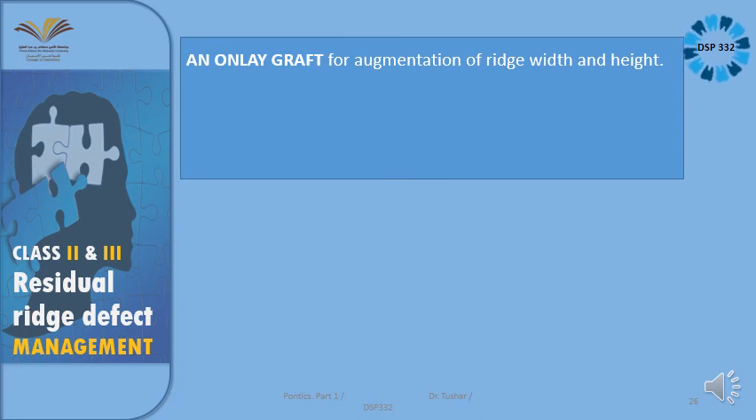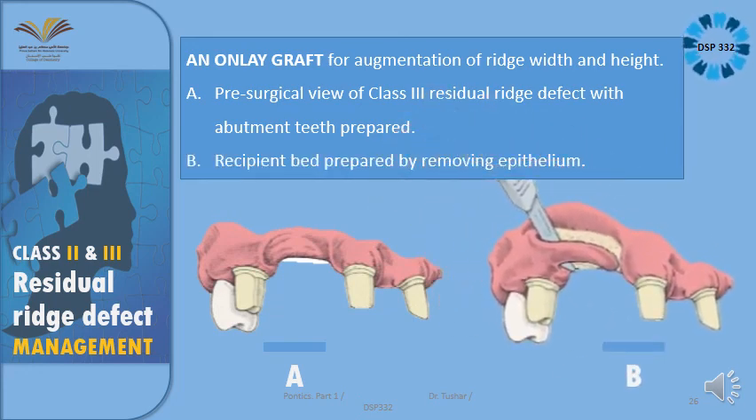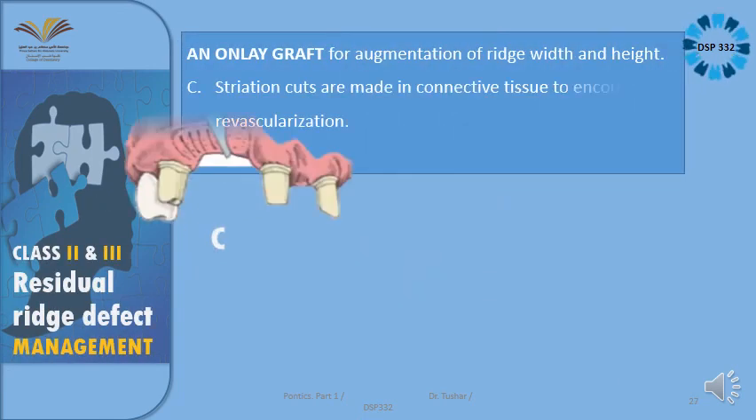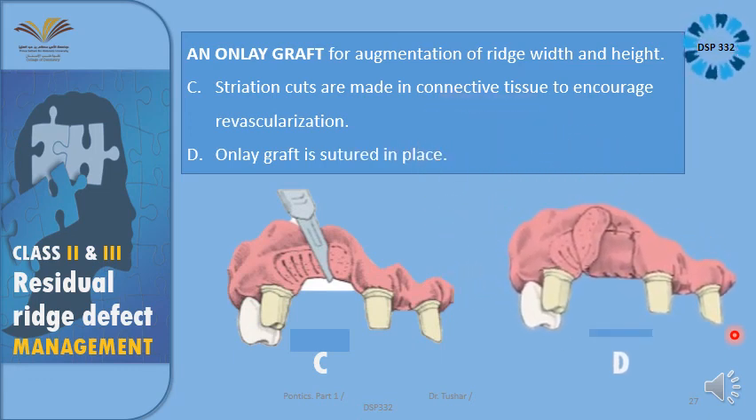Now what is the management for class 2 and class 3? We have the onlay graft ridge augmentation technique. This is a pre-surgical view of a class 3 residual ridge defect. The same management is there for class 2 also. The recipient bed is prepared by removing the epithelium, as you can see in the diagram. Now the striations are made in the connective tissue to encourage revascularization. You need to initiate the revascularization. Why you have to do that, we will see in another diagram. The onlay graft is sutured in place.